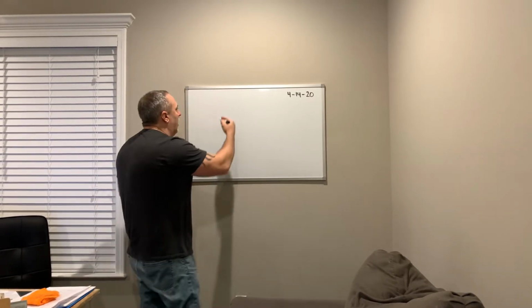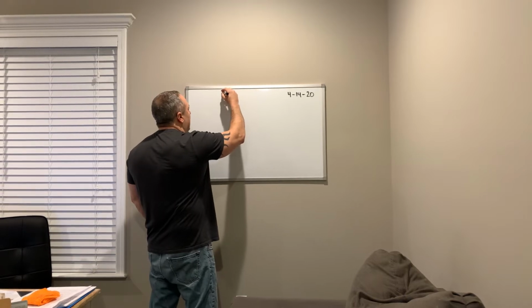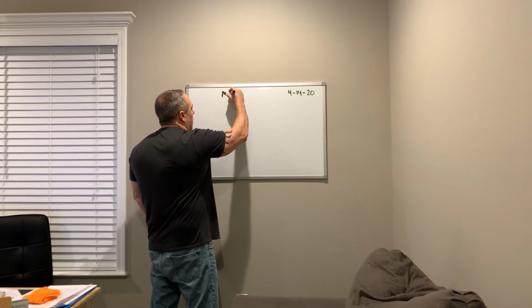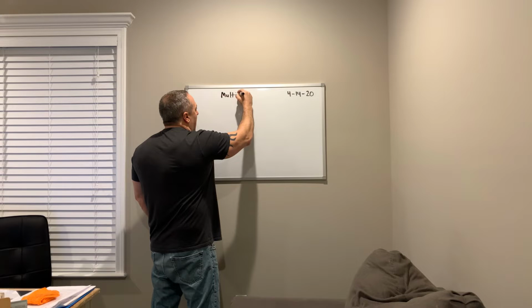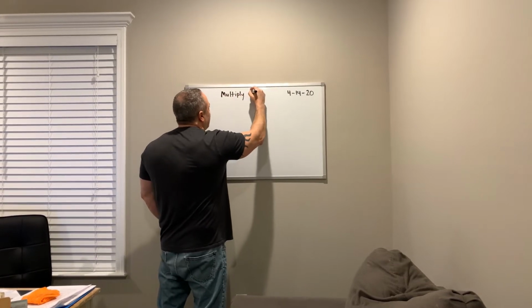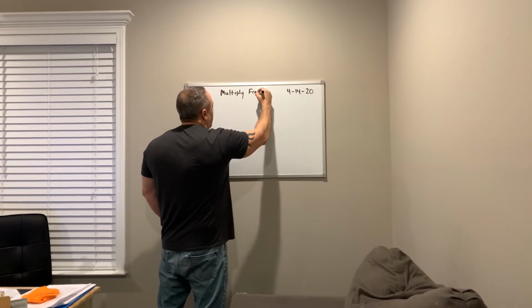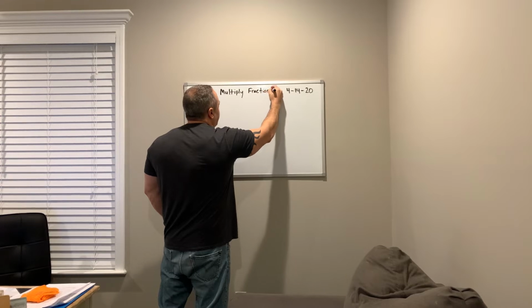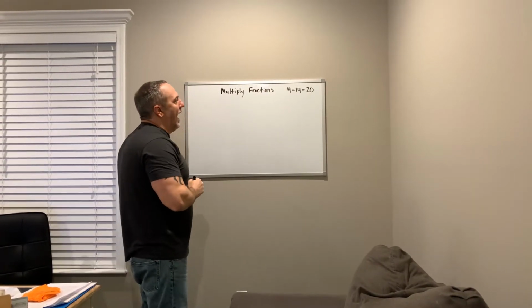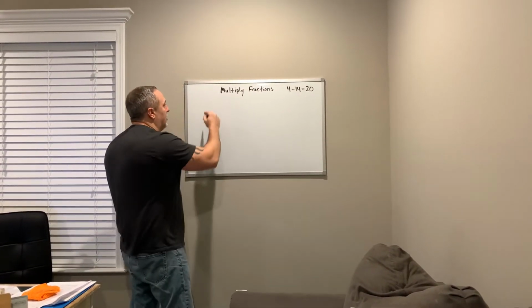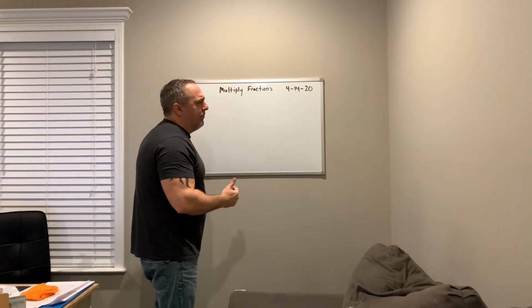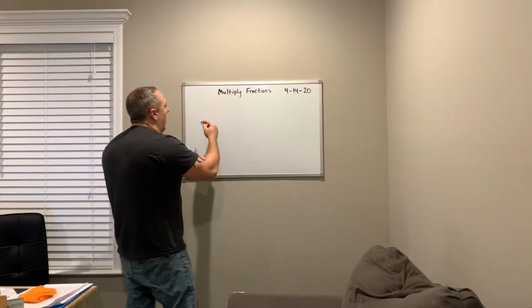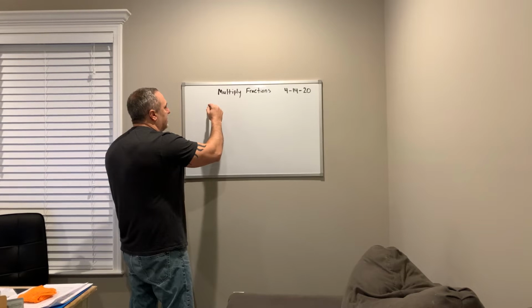The review part, we're going to go back to the very beginning and we're going to multiply fractions. This is the review part of this. All right, so how do you do that? Well, you guys should know how to do it. There's a couple different ways of doing these.